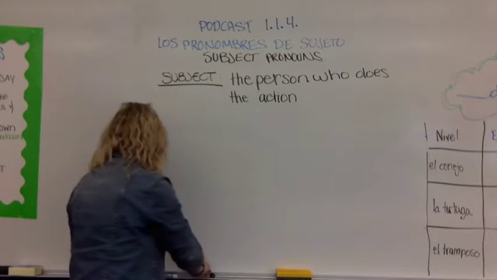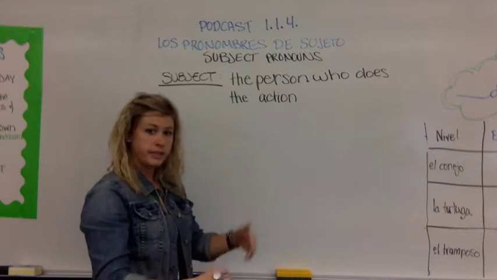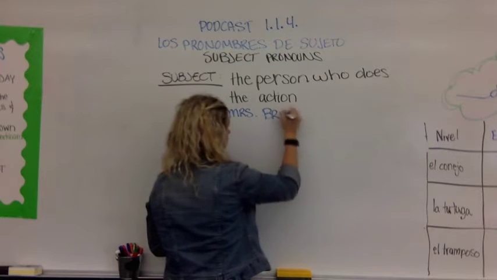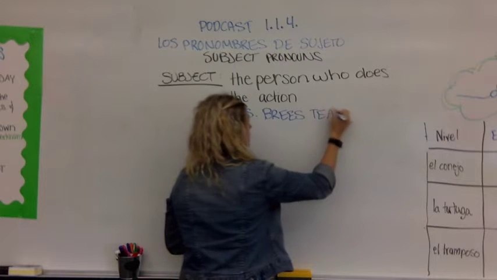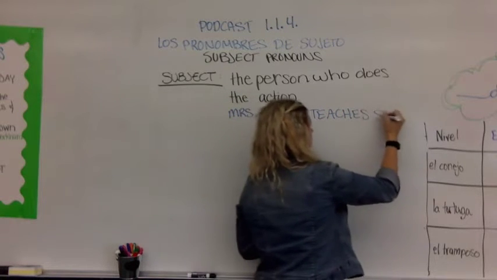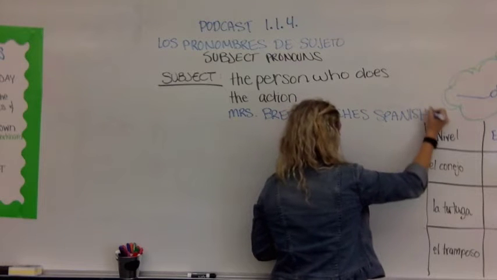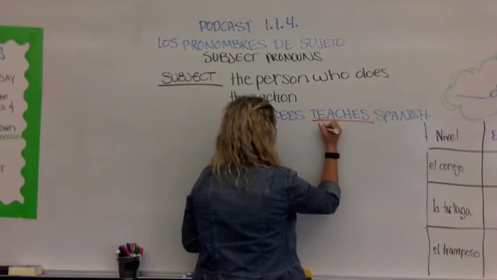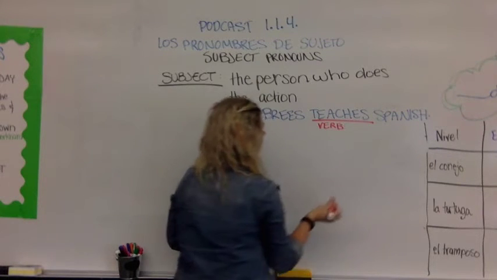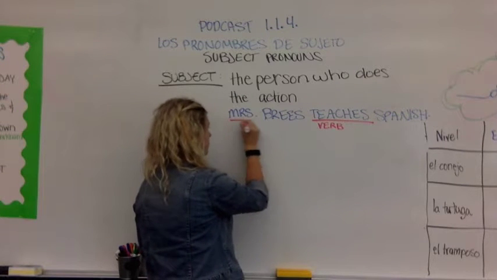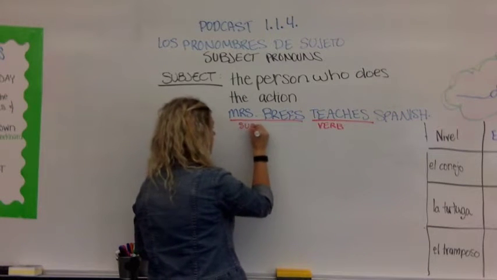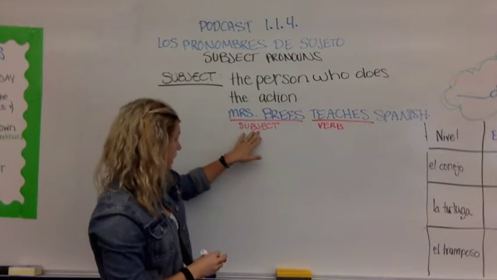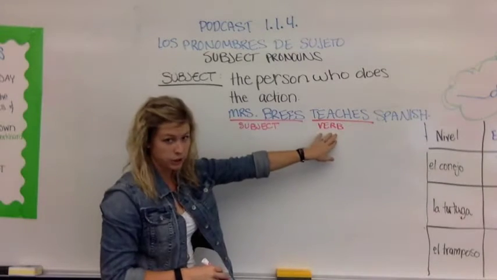Okay? An example in English would be Mrs. Brees teaches Spanish. Okay? In this sentence, teaches is our verb. That's the thing being done, the action. Who is doing the action is Mrs. Brees. That makes my name the subject of our sentence. So one more time, the subject is the person who is doing the action.